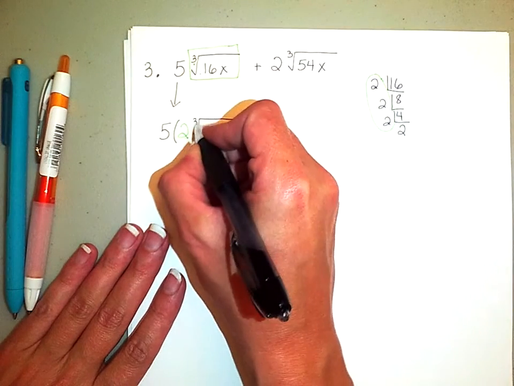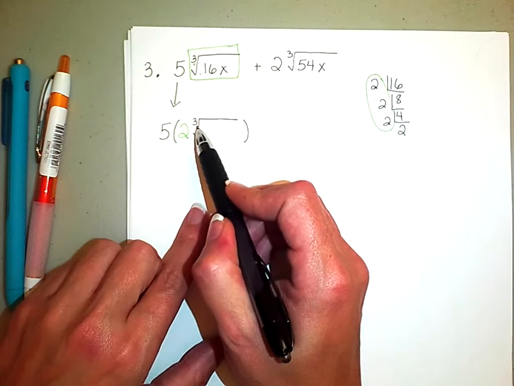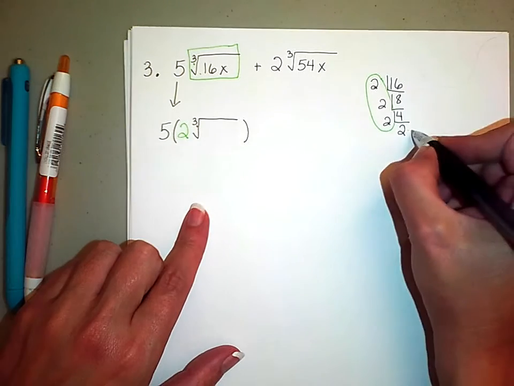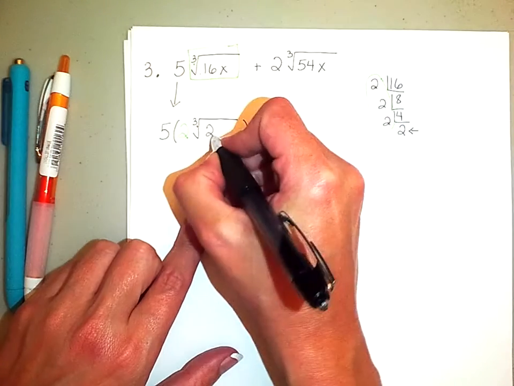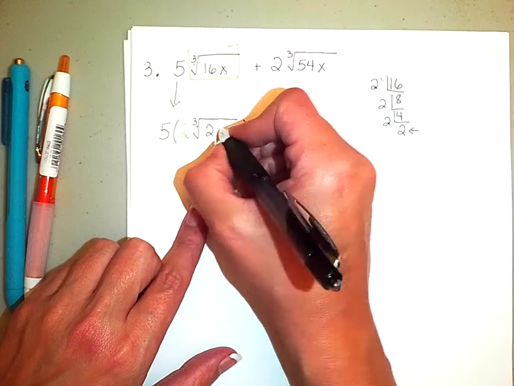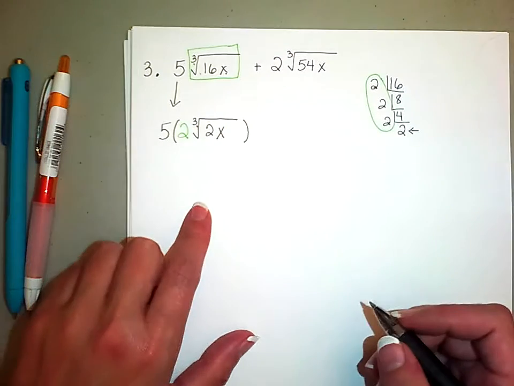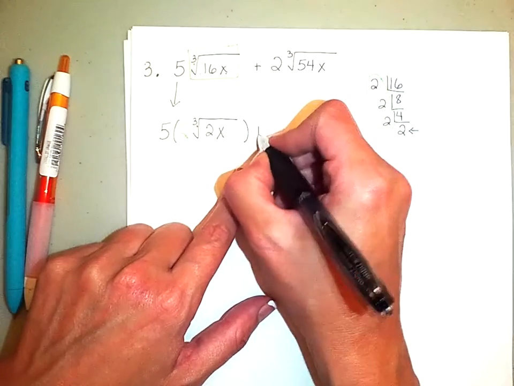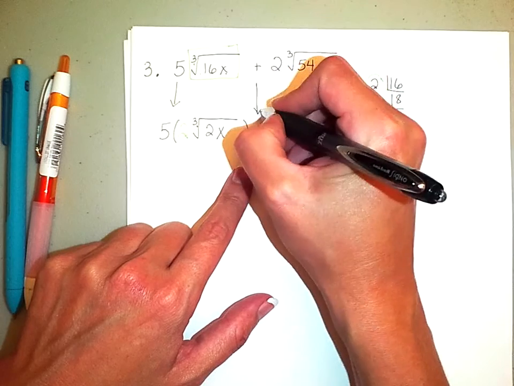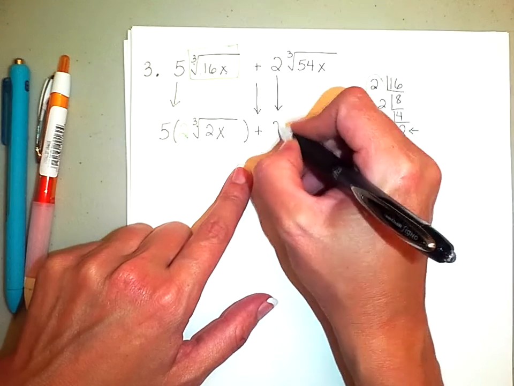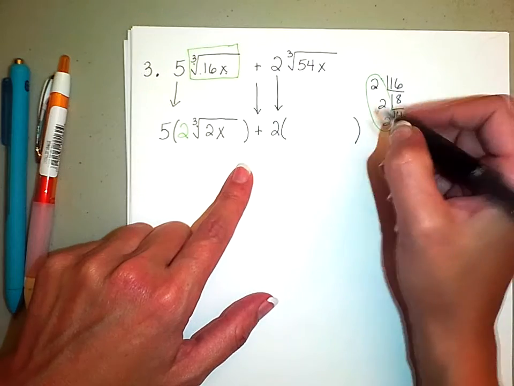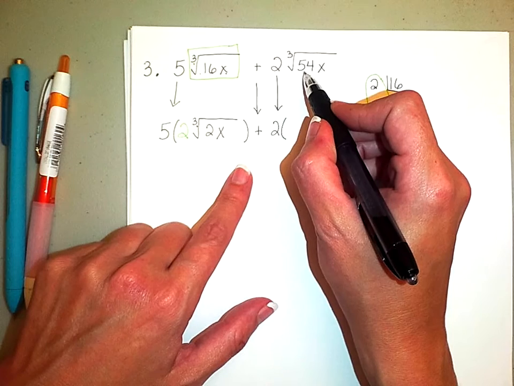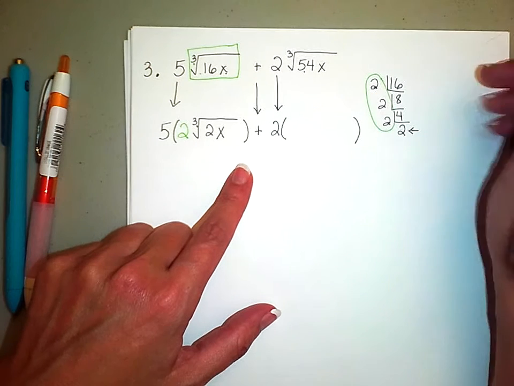Then I put down the radical, remembering it's a third root. I have a single 2 left over, and there's an x as well. Plus from here, and again keep the multiplier of 2, and our goal now is to simplify the cube root of 54x.